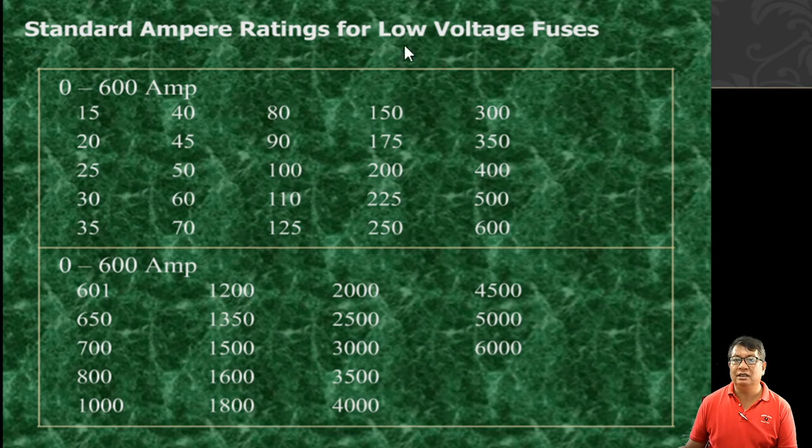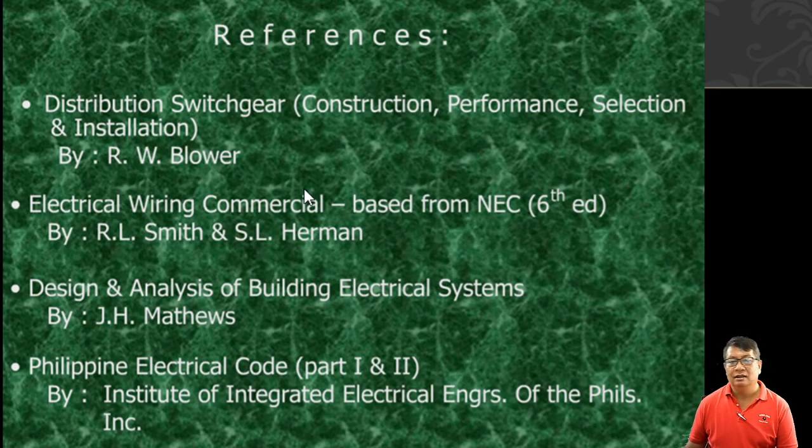Okay, standard ampere ratings for low voltage. So, mayroon tayong ganito. Mga ganyang rating. Okay, class, andito po yung mga references natin. Just read for this. By the way, yung Philippine Electrical Code natin, dapat doon tayo pupunta sa 2017 edition. Mayroon na kasing bago, yung 2017 edition. Yun ang gagamitin natin. Baka yung iba dito, gumamit pa ng 2012 or 2009 na Philippine Electrical Code. Okay, so yun po ang lahat-lahat na discussion natin dito.